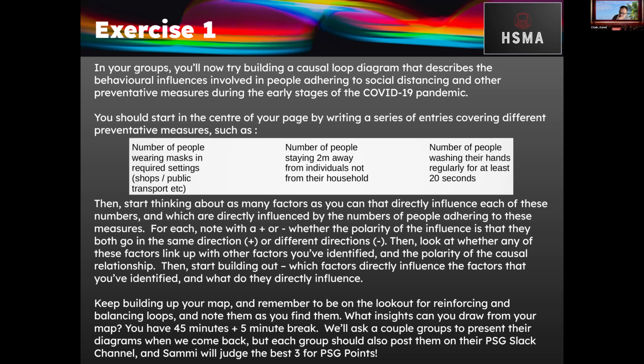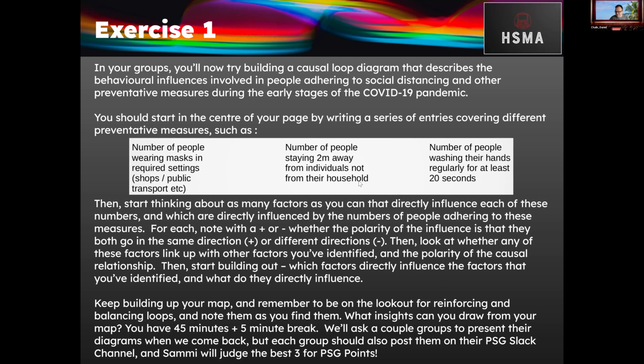And then for each influence that you identify, I want you to note with a plus or a minus sign the polarity of that influence. So whether they both go in the same direction, as one increases, the other increases, as a plus, or if they go in different directions, as one increases, the other decreases. Then I want you to have a look, as you start to build this up, whether any of those factors that you've written down link with other things that you've written down as well, and whether there are things that you haven't written down.